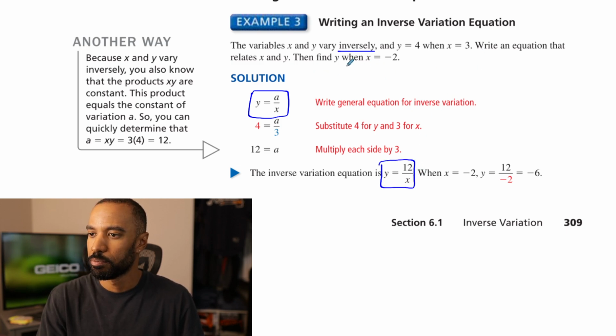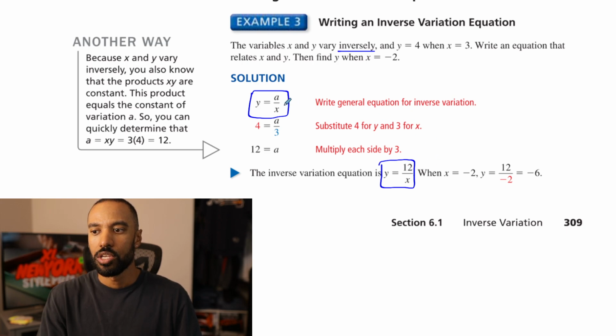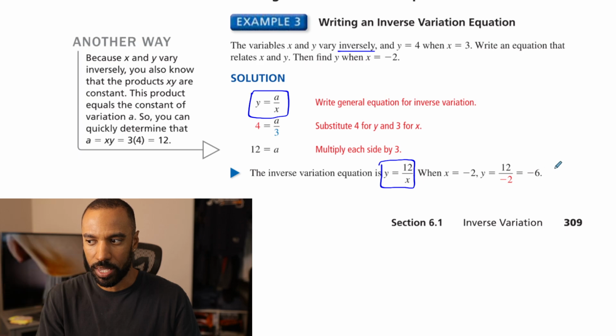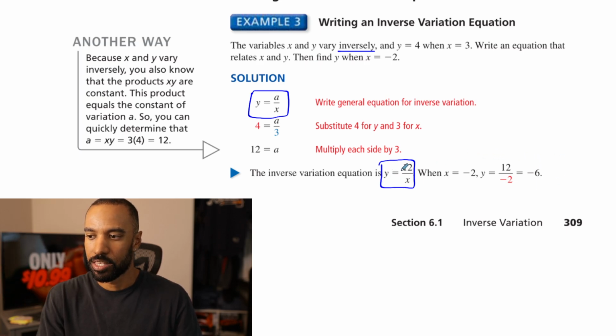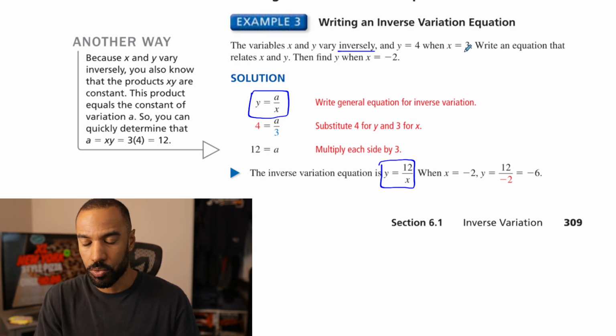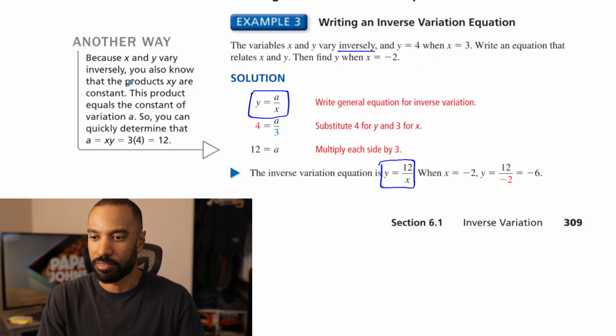And then they say, find y when x equals negative 2. So it's just a way of finding the constant of variation, doing a substitution after, and we get our value out from that. This is the only equation we can make when it varies inversely, and y equals 4 when x equals 3. So that's how we make the equations off of that.